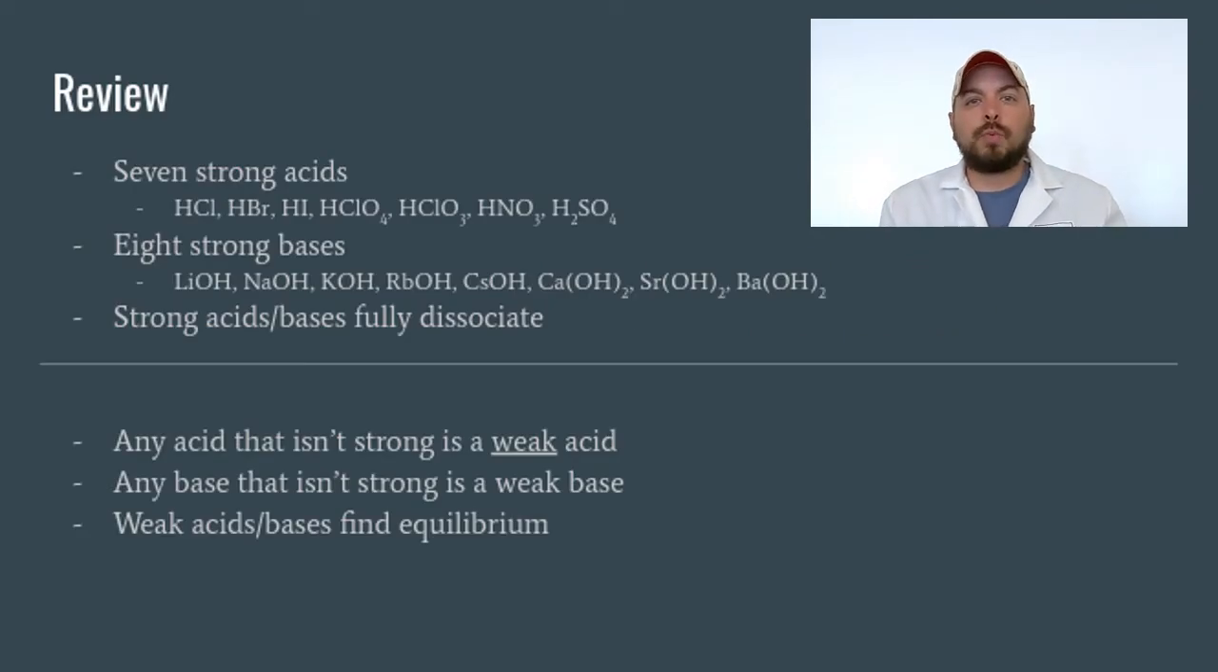In the last video, we identified what makes an acid and what makes a base. And we talked about how you need to memorize the 7 strong acids and the 8 strong bases. That's really important, especially in this video, because we're going to apply that. Any acid that's not a strong acid is a weak acid, and any base that's not a strong base is a weak base. We talked about how strong acids fully dissociate, strong bases fully dissociate, but weak acids and weak bases find equilibrium. And today we're focused on what happens when a weak acid or a weak base finds equilibrium. We're going to go ahead and get started with some quick definitions.